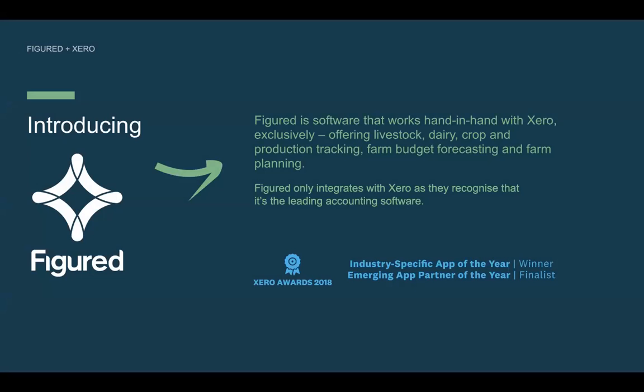So introducing Figured. Figured is a software that works hand in hand with Xero, exclusively offering livestock, dairy, crop and production tracking, farm budget forecasting and farm planning. Figured only integrates with Xero as they recognise it's the leading accounting software.